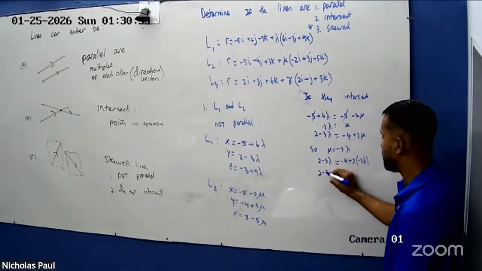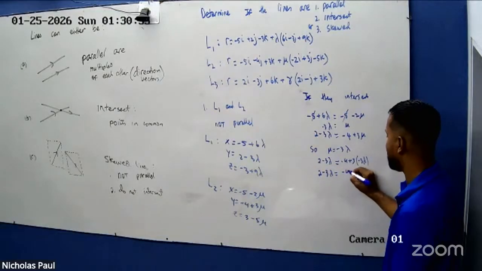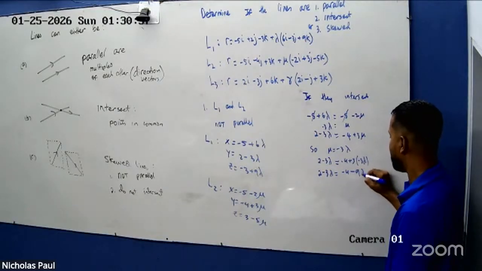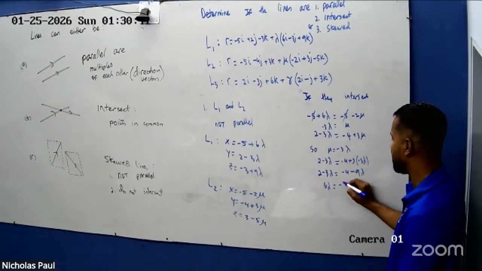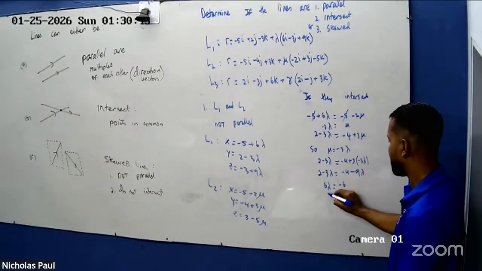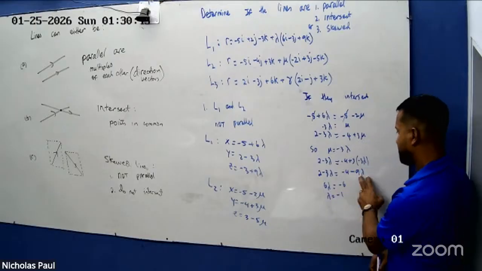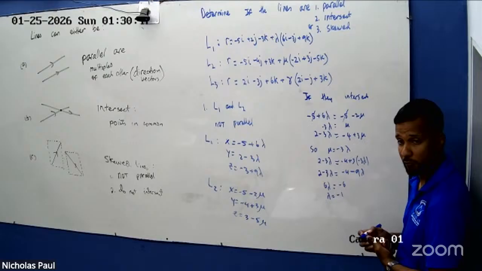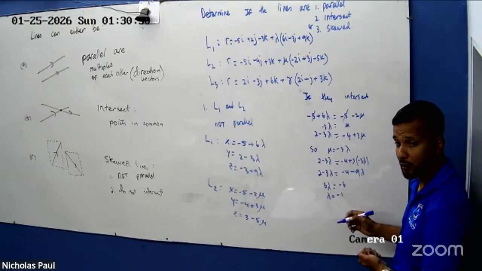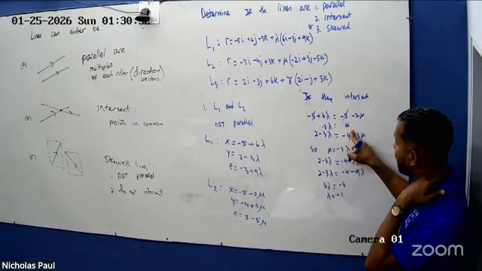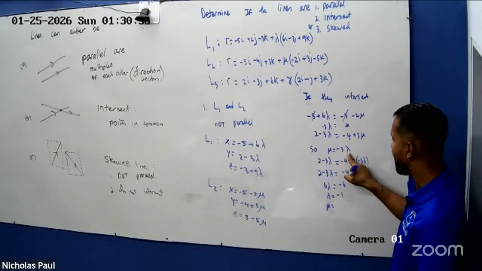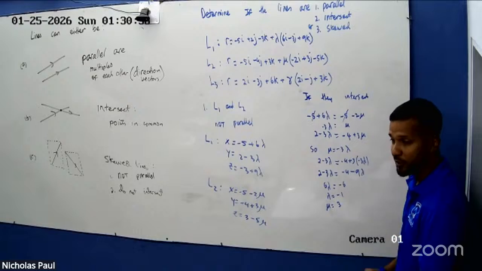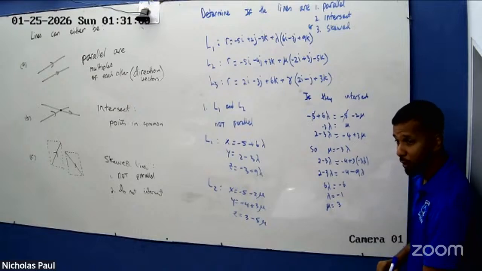So this is 2 minus 3 lambda is equal to minus 4 minus 9 lambda. Bring everything across. I got 6 lambda to be minus 6. Lambda is minus 1. Everybody okay with that? If lambda is minus 1, mu is what? If lambda is minus 1, mu is positive 3. Are you okay with that?